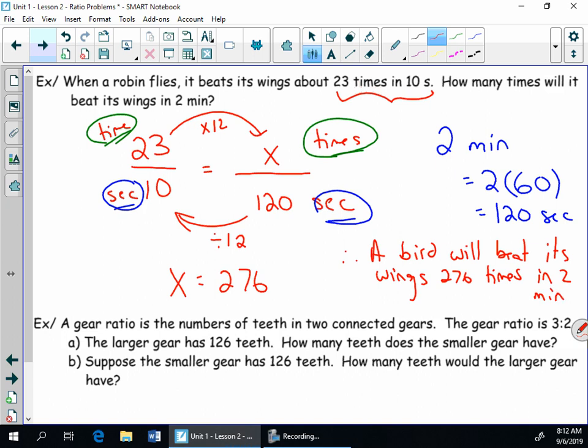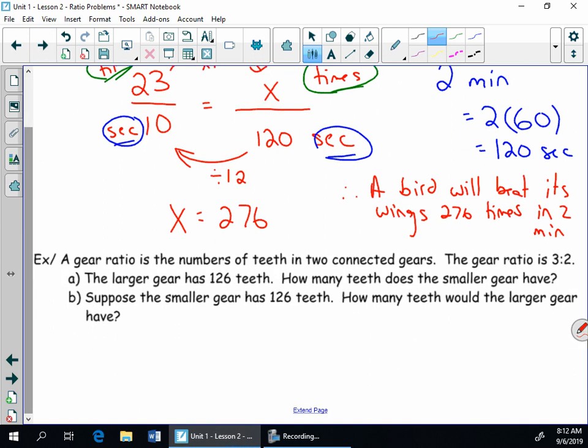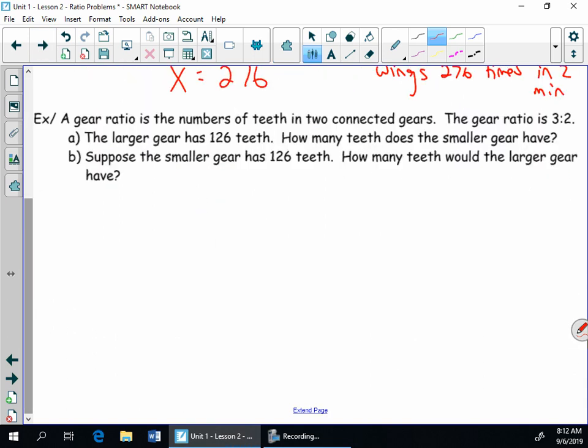Okay, let's try some more. The gear ratio. When you have gears, you have to turn something. The two gears, how they meet together, have a ratio. The gear ratio between two connected gears is 3 to 2. Hey, I know that right now. It's a ratio that I know. Let's write that down. The larger gear has 126 teeth. How many teeth does the smaller gear have?